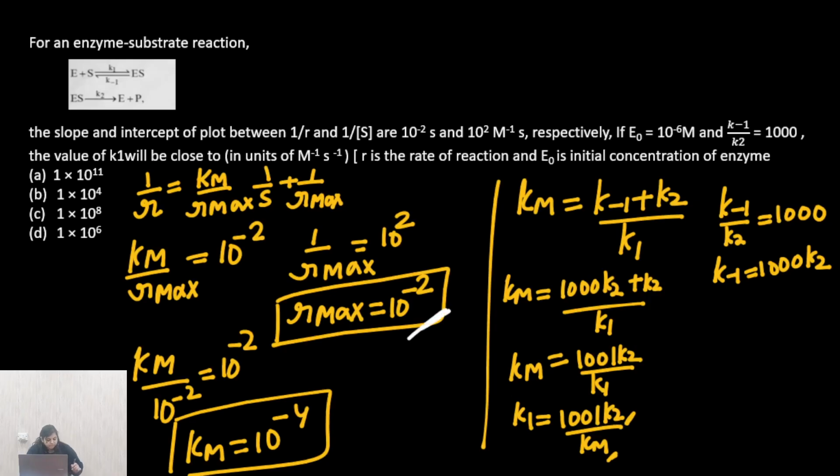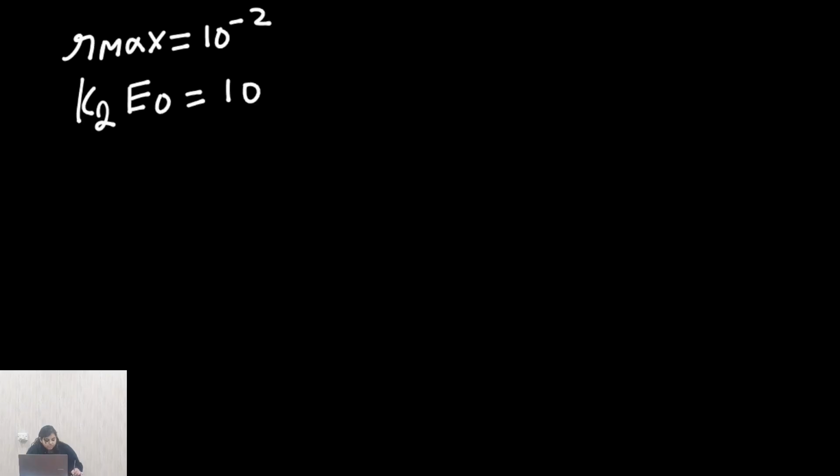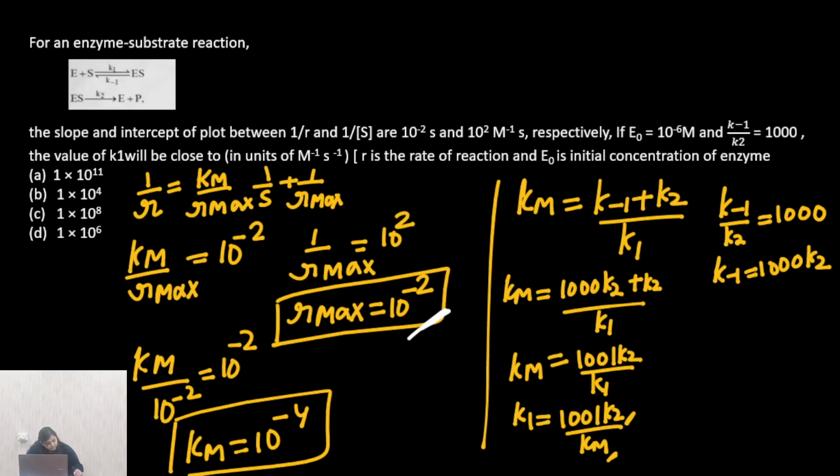So for that K2 value we need this Rmax that we have calculated as 10 raised to the power of minus 2. Now Rmax is equal to K2 times the E naught value. This is equal to 10 raised to the power of minus 2. So from here K2 will be 10 raised to the power of minus 2 upon the E naught value, which is given to us as 10 raised to the power of minus 6. So that means the K2 value comes out to be 10 raised to the power of 4, right? So K2 we are getting as 10 to the power of 4.